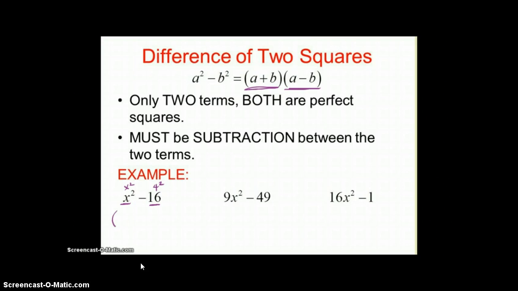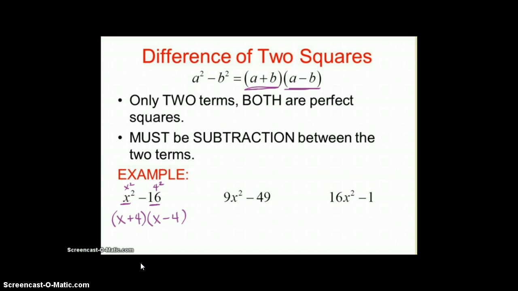Okay, and my binomials are going to look like this. Again, to make x squared, I have to multiply x times x. I've got a negative 16, so my signs have to be a plus and a minus to get a negative 16. And then to make my middle term come out to be 0, I have to have a positive 4 and a negative 4. That's the only way this is going to factor.